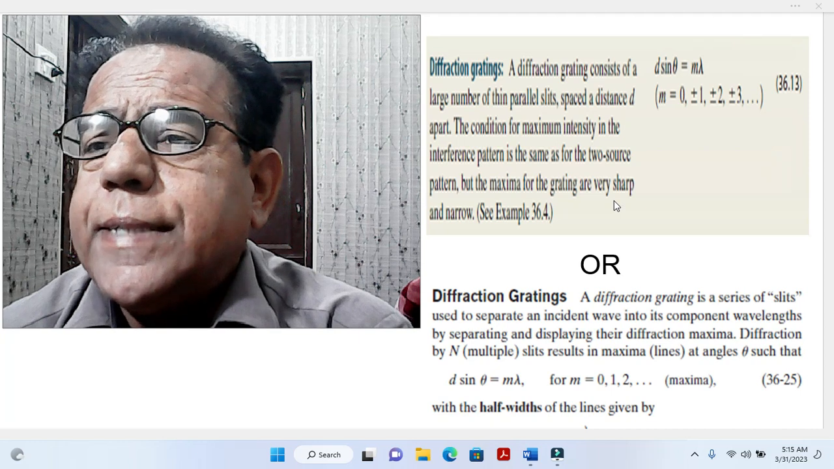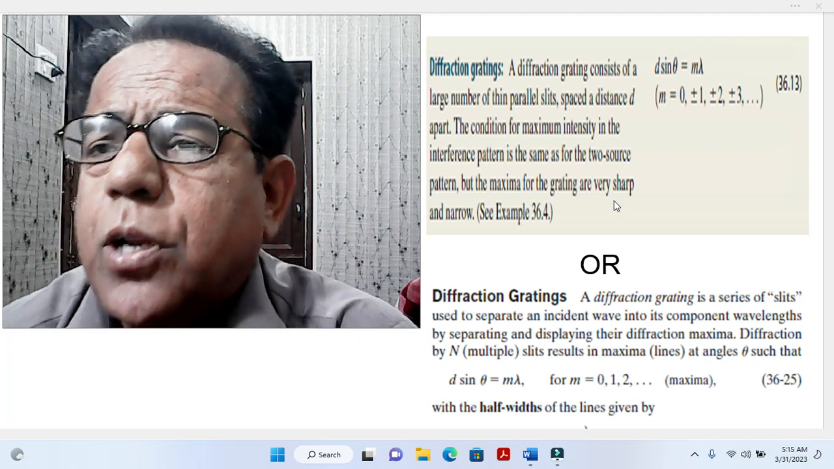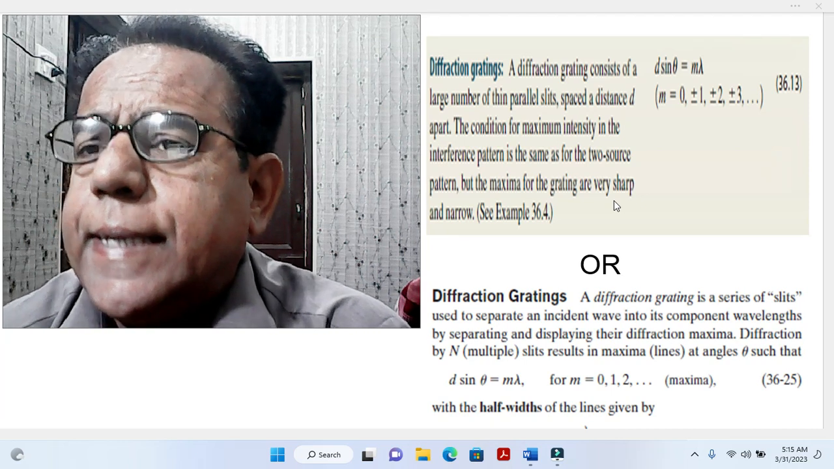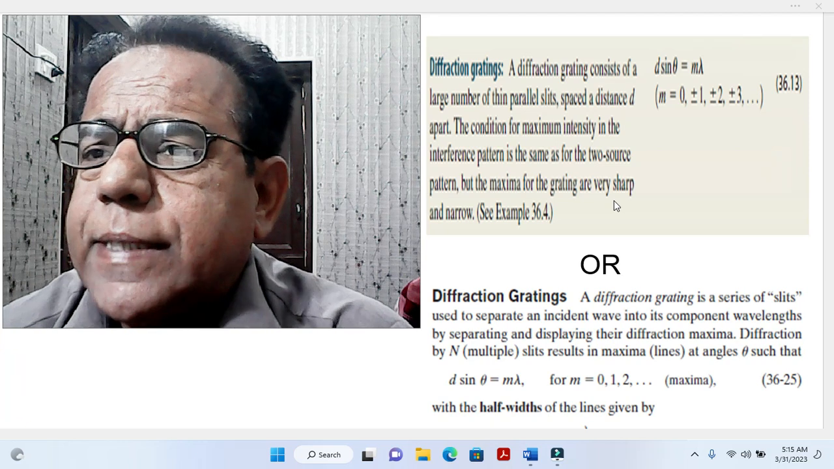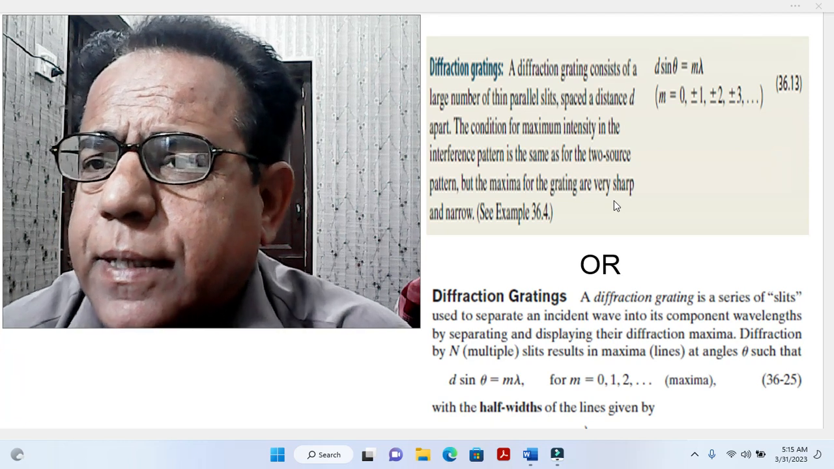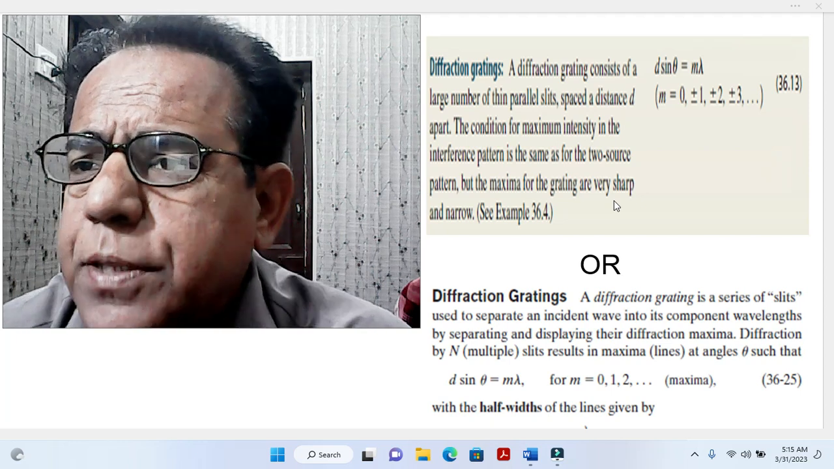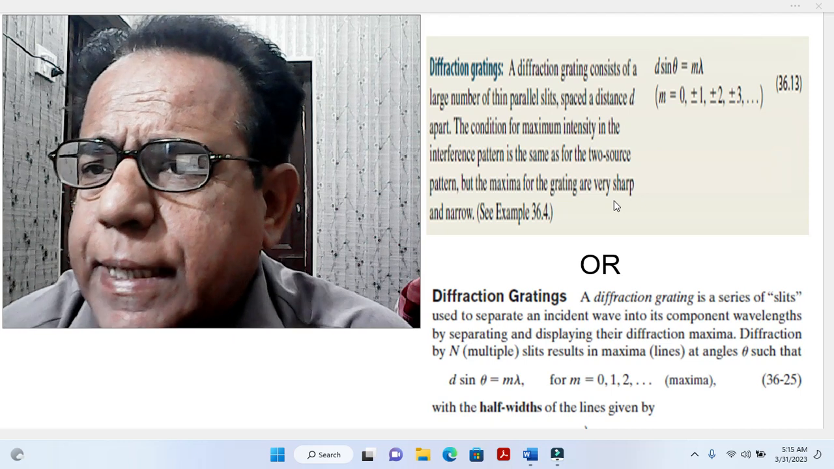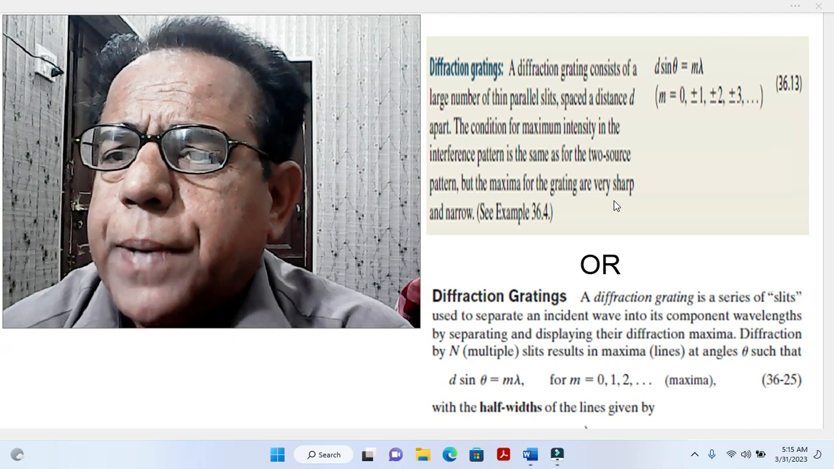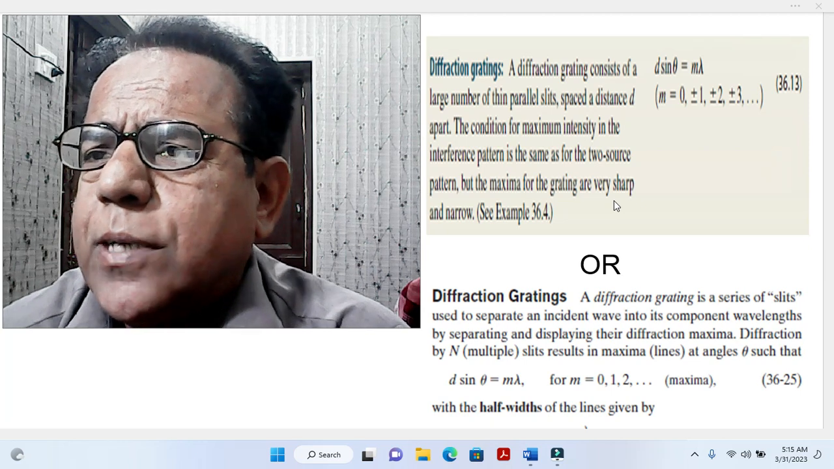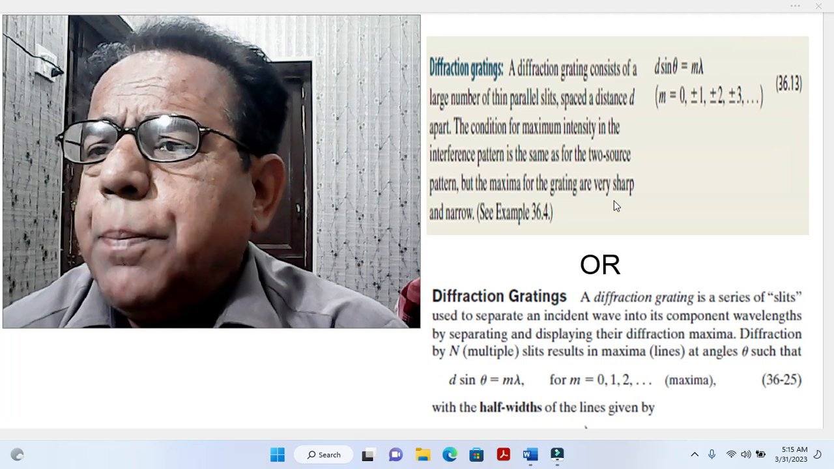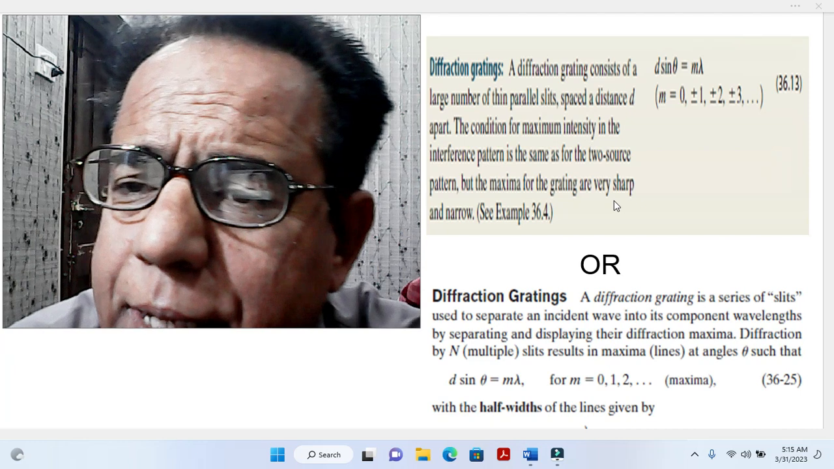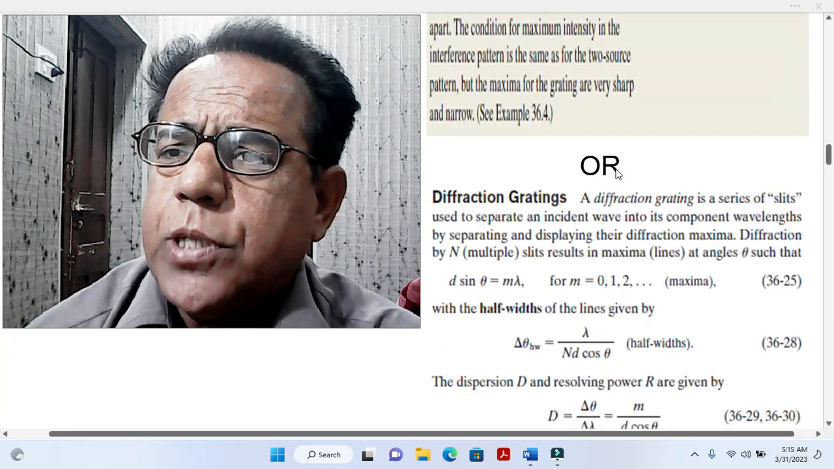Diffraction grating. A diffraction grating consists of a large number of thin parallel slits spaced a distance d apart. The condition for maximum intensity in the interference pattern is the same as for the two source pattern, but the maxima for the grating are very sharp and narrow. That is, d sine theta is equal to m lambda, where m is equal to 0, plus minus 1, plus minus 2, plus minus 3, and so on. In other words, the same material has been chosen from some other book.